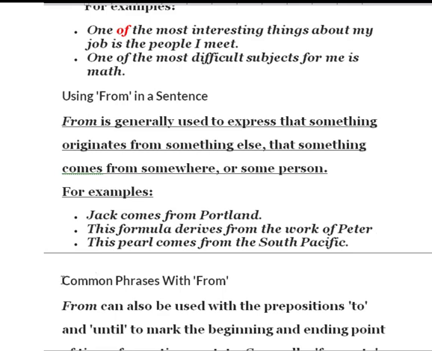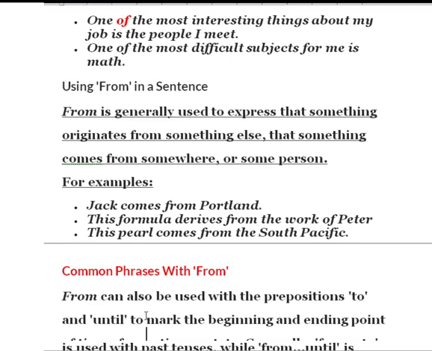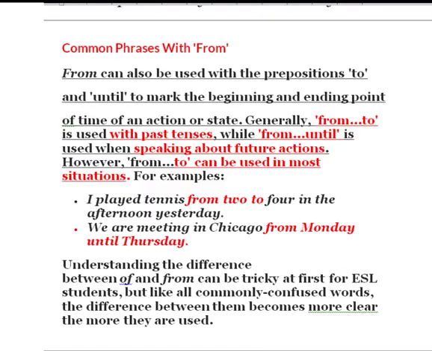And then we have common phrases with from. From can also be used with the prepositions to and until to mark the beginning and ending point of time of an action or state. Generally, from to is used with past tenses, while from until is used when speaking about future actions. However, from to can be used in most situations.